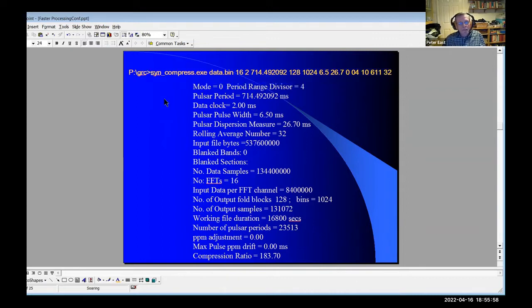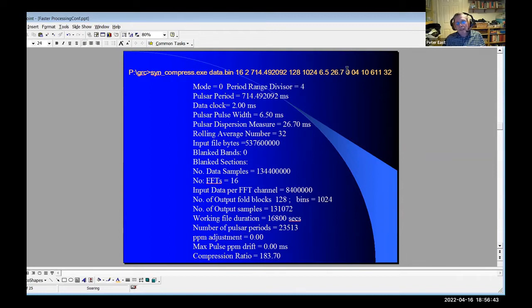So this is the program. It's called SynCompressX. This is the data file. It's calling up 16 channels. 2 milliseconds is the data clock. 714.492 is the topocentric period. 128 sections. I've got 1,024 bins. The nominal pulse width is 6.5 milliseconds. 26.7 is its dispersion measure.